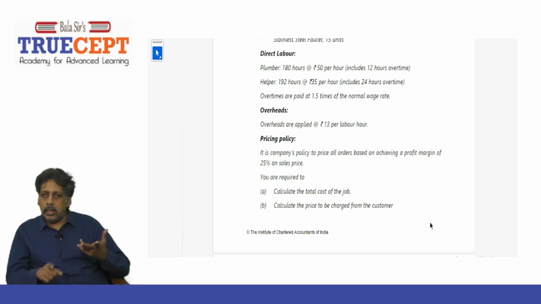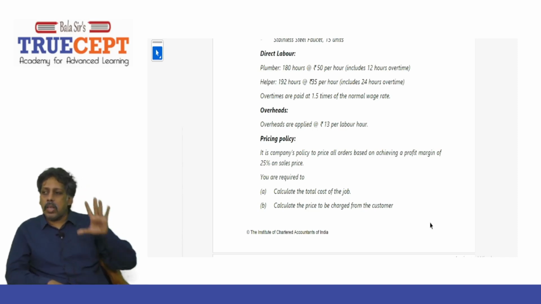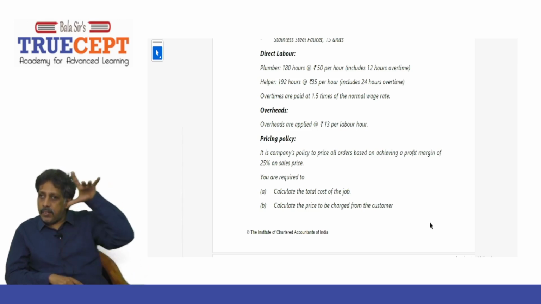So 192 hours are spent by helpers, and that includes 24 overtime hours. Next, overtime is paid at 1.5 times the normal wage rate. What is the meaning? What is the normal wage rate for plumbers? 50 rupees per hour. On that, 1 into 1.5 means for overtime you pay rupees 75.